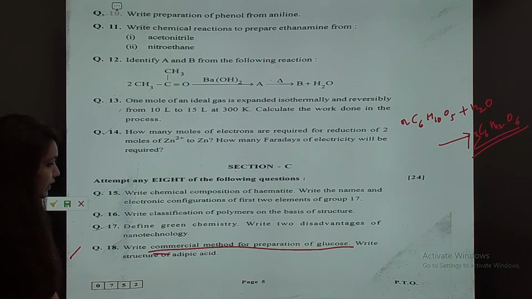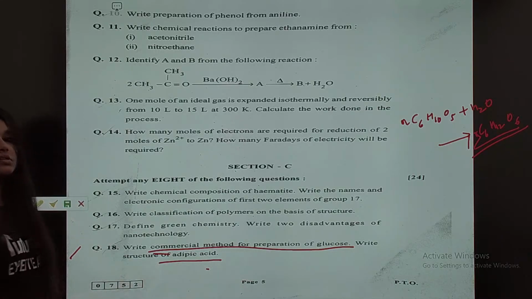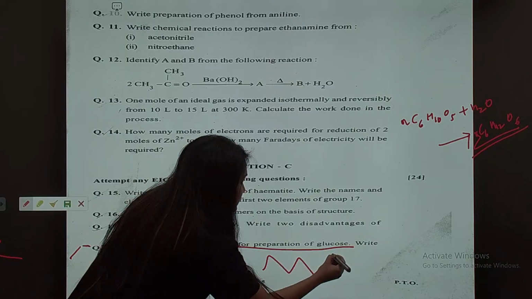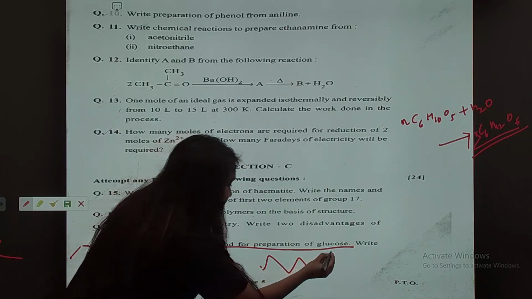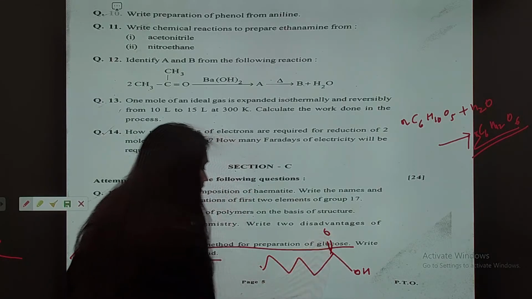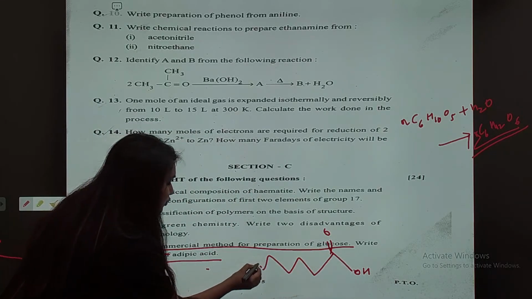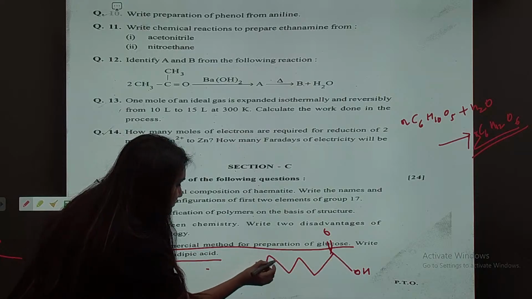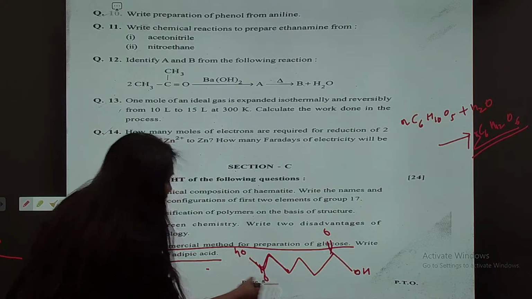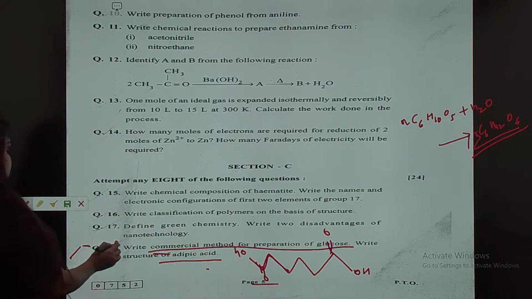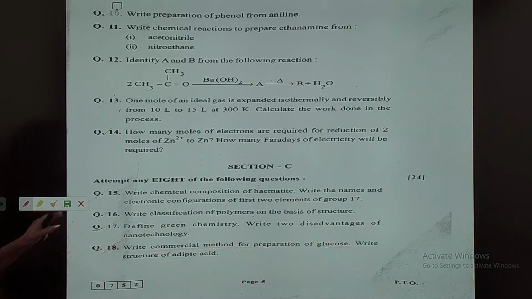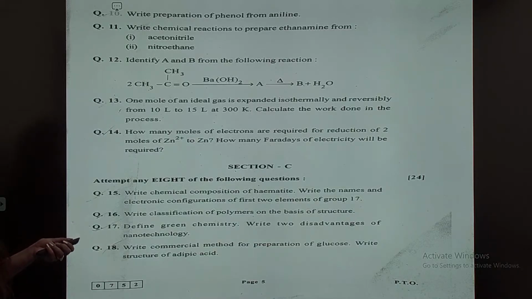Now, the next part of the question is write the structure of adipic acid. Structure of adipic acid, very simple. So, this is going to be your adipic acid. Here, OH, and similarly you can put OH here as well. This is your adipic acid, students. So that's your question number 18. We are done with question number 18 as well. Moving ahead, let's take the next page.